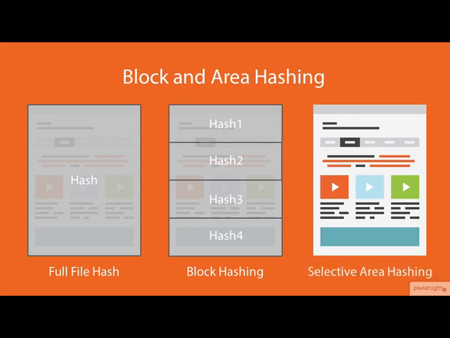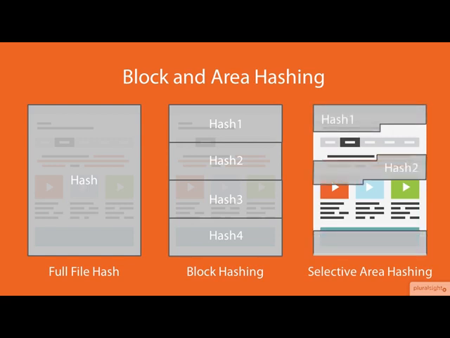An alternative to block hashing is selective area hashing. If you are only concerned about detecting changes in specific areas of a file, you can calculate the hash values of these important areas using their byte offset values. It is often useful to create hash values for only specific areas of a file that you expect to change, such as the file's header or footer.